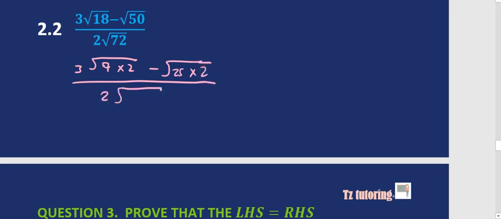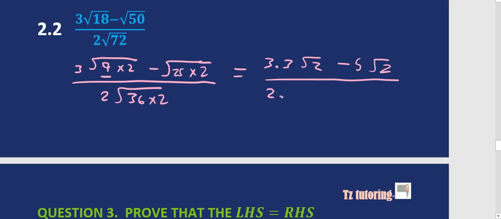Okay. What number can be square rooted and multiplied by which prime number will give us 72? This is of course 36 times 2. All right, if we simplify this further, we've got 3. Okay, the square root of 9 is of course 3. Don't forget the root 2. Square root of 25 is 5. Don't forget the root 2.